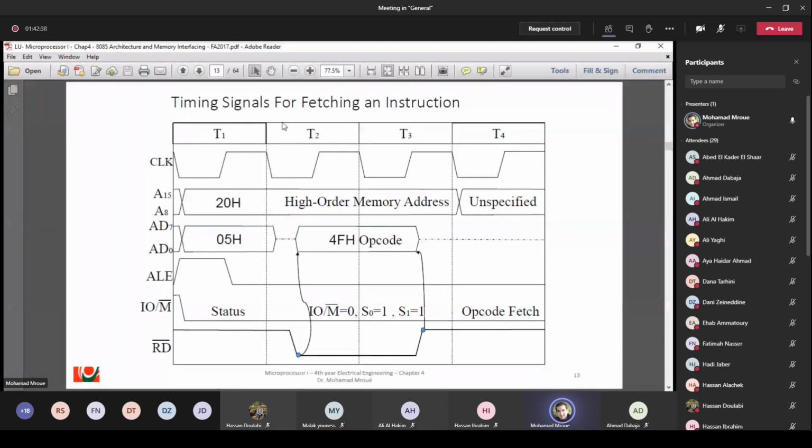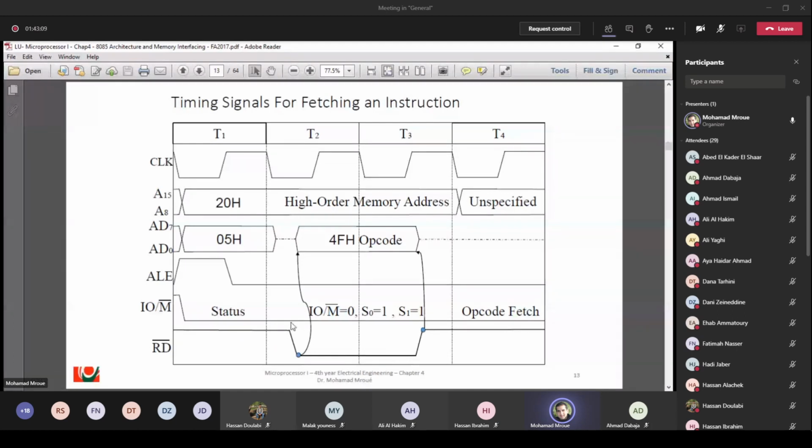Now during the second cycle, what happens is that we did the activation of the latch. There is a latch connected to AD0 to AD7. So the value, which is 05, will be stored in the latch, which is always available to the memory. The high order bits do not change, they will be 20. So at the input of the memory we have 2005.